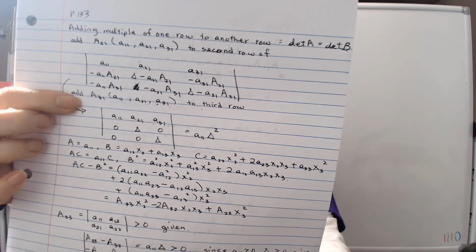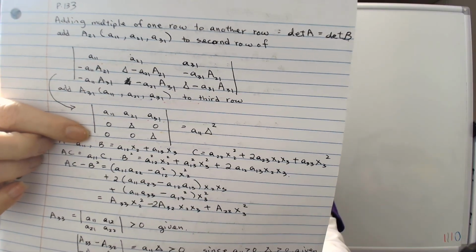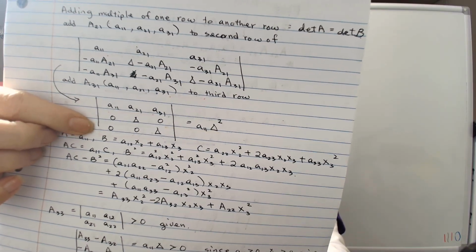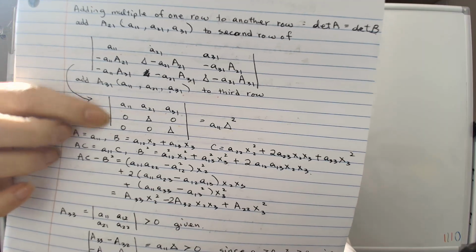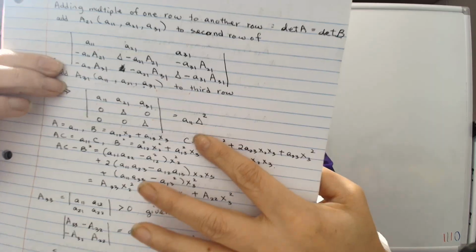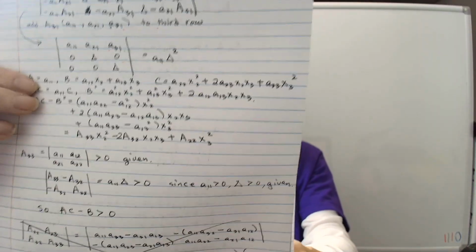And similarly, adding A31 times the first row and then adding it to the third row will force the third row to look like that. And so then eventually, what is that? That is the same as A11 triangle squared if you multiply the determinant out.